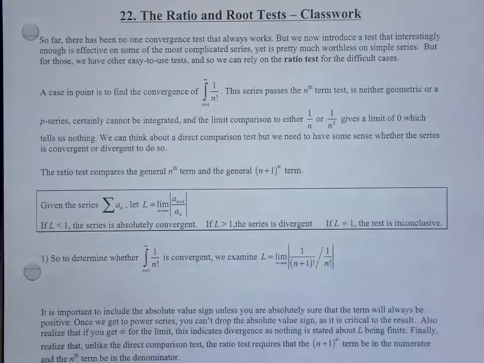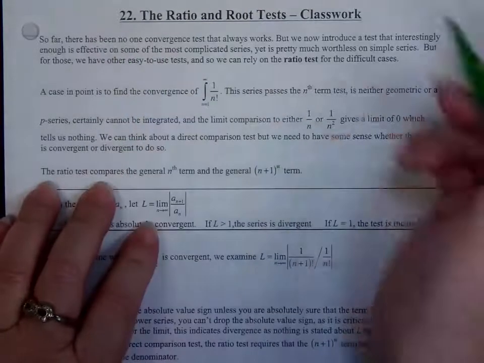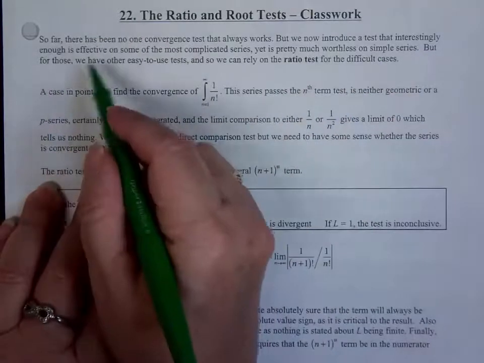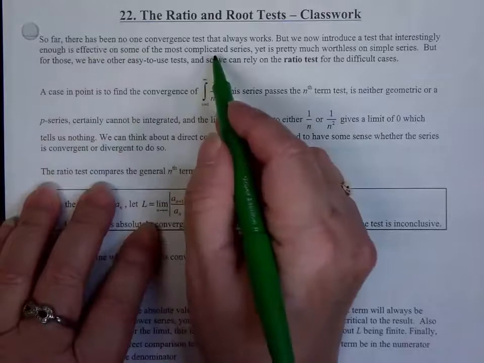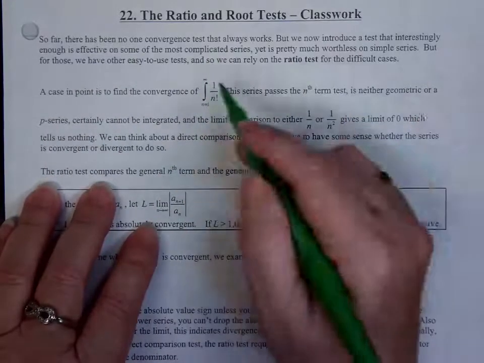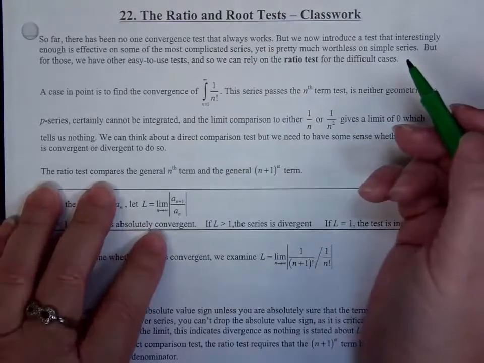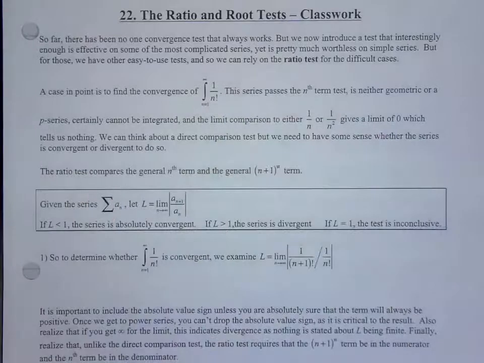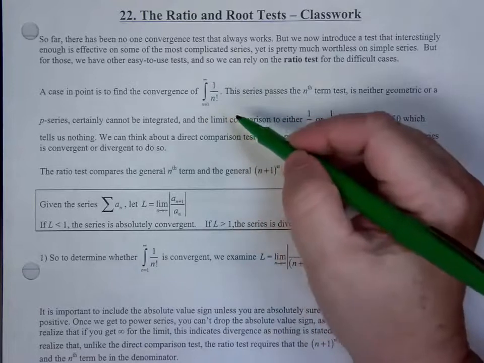It says so far there has been no one convergence test that always works, but now we introduce a test that interestingly enough is effective on some of the most complicated series, yet is pretty much worthless on simple series. But for the simple series, we already have something that works. The case in point is to find the convergence of 1 over n factorial. So up to now, we haven't been able to do that. We can do harmonic, we can do n squared, we can do square root of n, we can do all these different ones, but we've never found a test that works on n factorial.